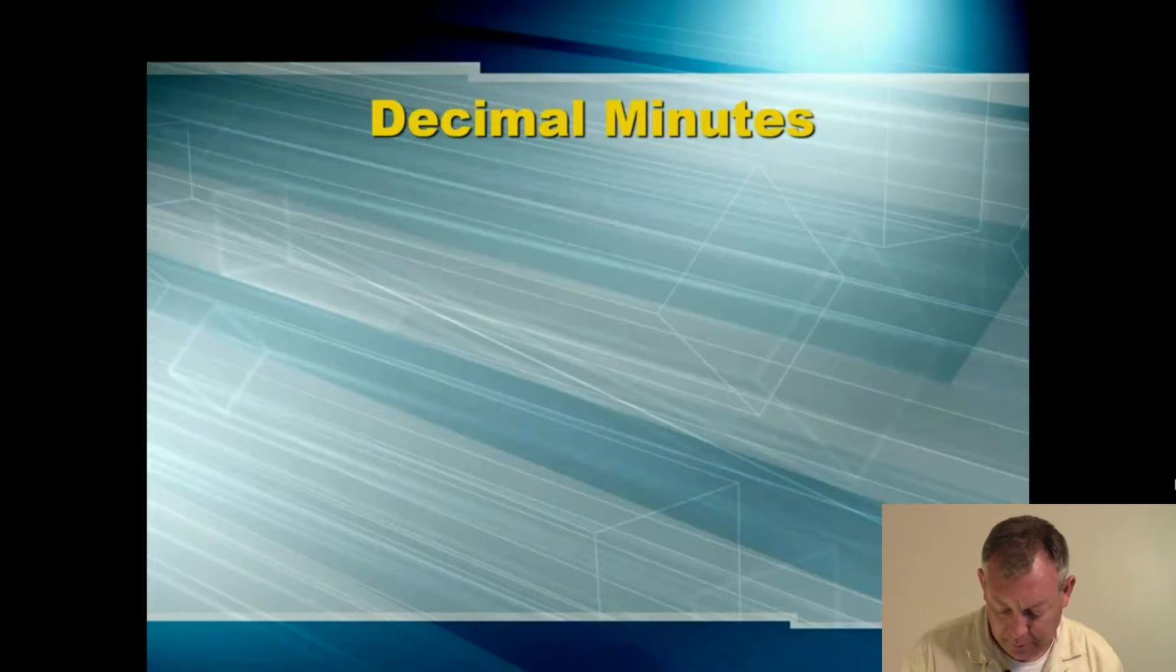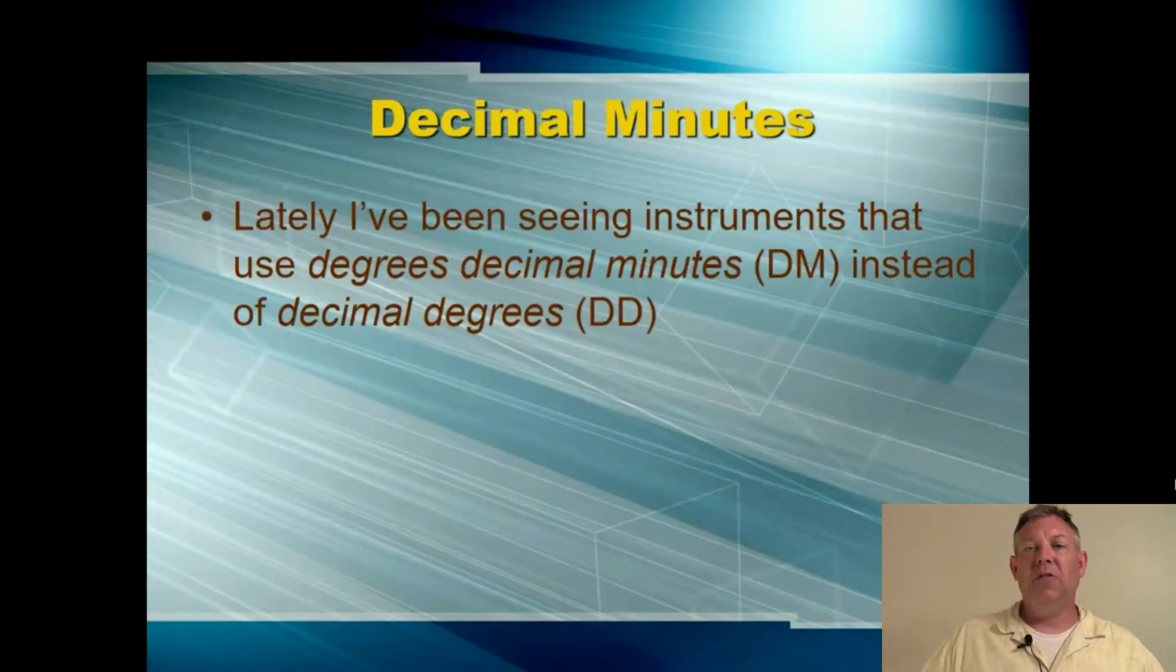Okay, now, lately I've been noticing new instruments that have been reporting the GCS coordinates not in degrees, minutes, seconds, and not in decimal degrees, but in degree decimal minutes. Thank you. There it is. All right. And specifically, I've been seeing this in a lot of the new fish finders, because a lot of new fish finders, of course, have GPS built into them.